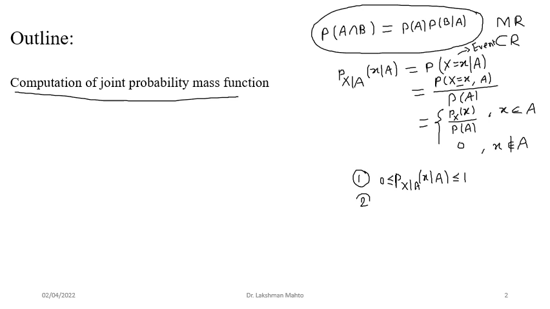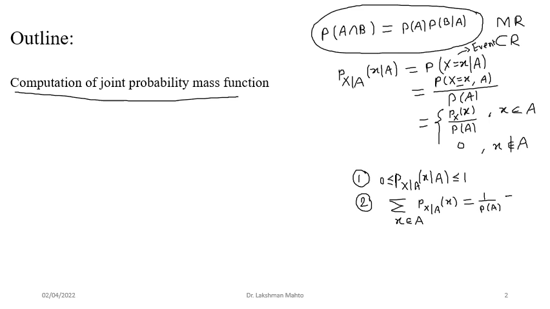The second condition is the normalizing condition. If you sum up, we take the summation over all x which are coming from the event A, because A is our new universe. If you take x outside A, then the conditional probability mass function would be zero, so we don't have to bother about that. If you do the summation of this conditional probability mass function over all x coming from A, then it would easily be equal to 1, because the sum goes like this, 1 by probability of A, which is a constant, as we have already observed.